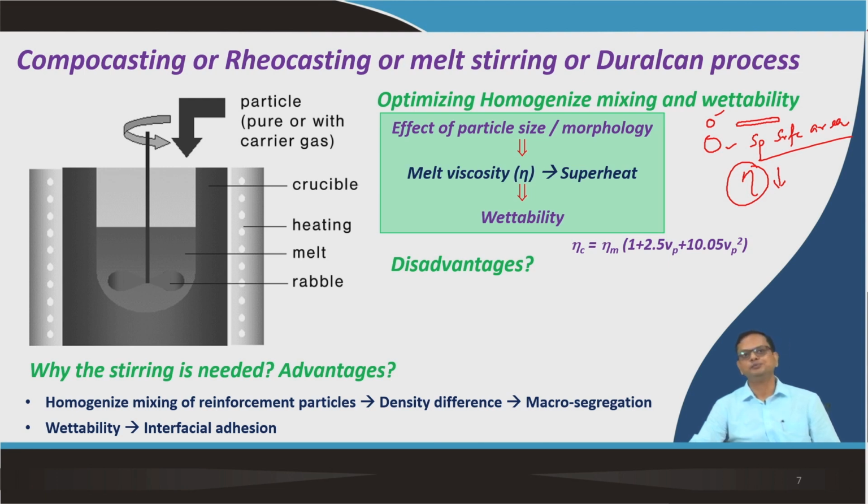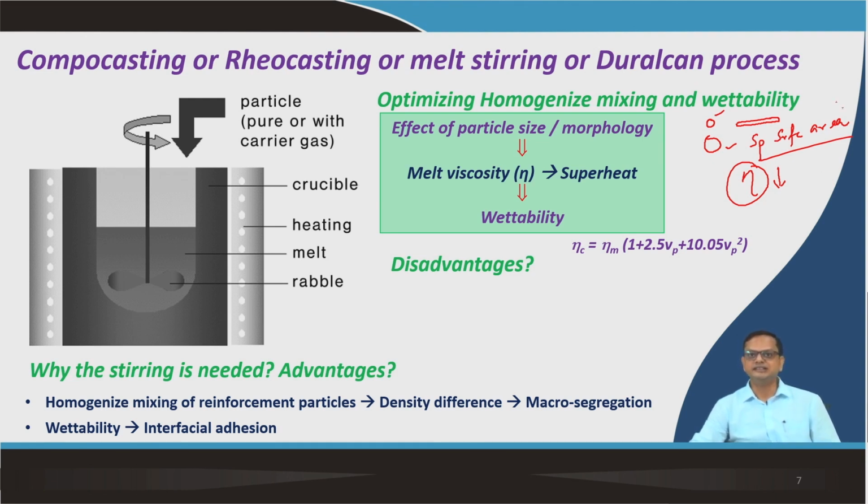At the same time, in some cases you would like to have smaller particles. So, how can you retain the higher viscosity? By supplying a higher amount of superheat, or basically increasing the melt temperature above its melting point. And that is how you can control the wettability.